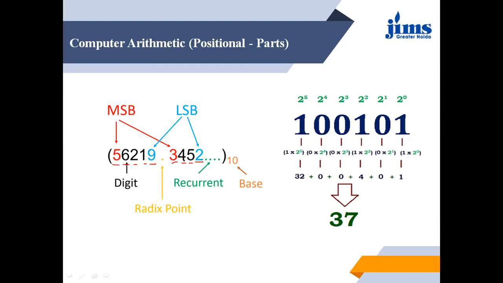Here the digits are 2 and 2, that is, these two digits are the same on the left and right hand side, but the values of these two are different. We will discuss MSB and LSB when we study binary numbers.